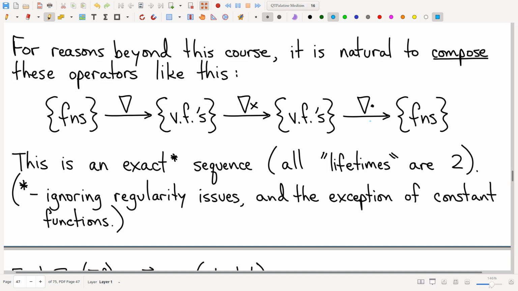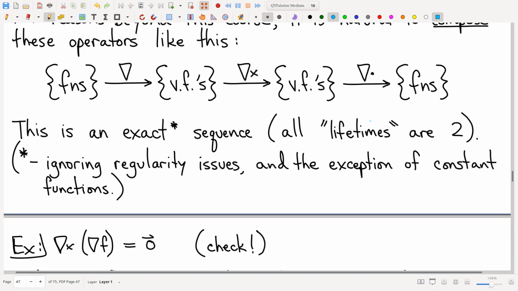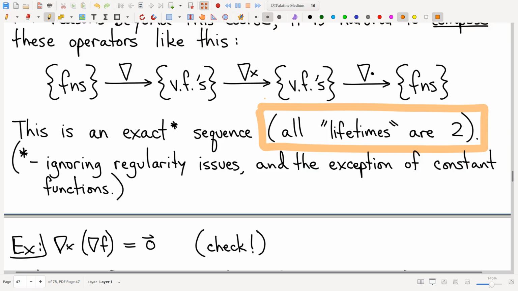Powerful tools come about when you compose them in this order. Now I'm going to show you a couple of these patterns just to try to sell you on it. The first one, and I'm going to phrase this in a way that I find satisfying: all lifetimes are 2. I'm going to tell you what I mean by that.